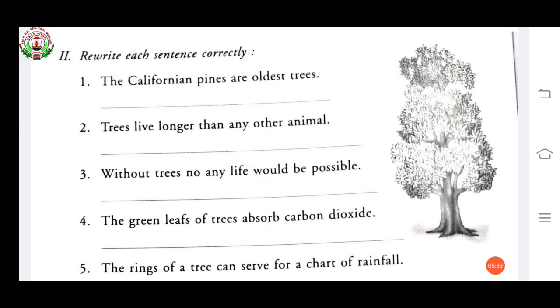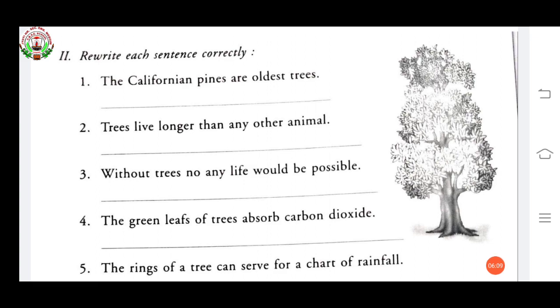The Californian pines are oldest trees. So here you know that you had studied adjectives and here oldest is given. So oldest is what? It is a superlative word. EST is coming. So before a superlative word we have to put the. So your answer becomes: The Californian pines are the oldest trees. Okay. Again I am repeating. The Californian pines are the oldest trees.